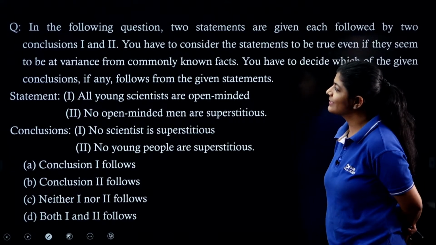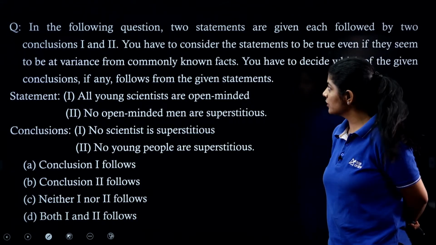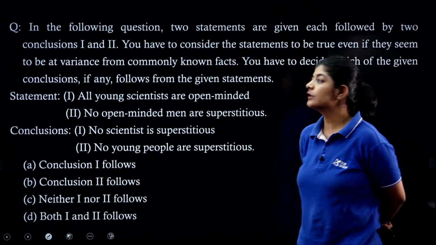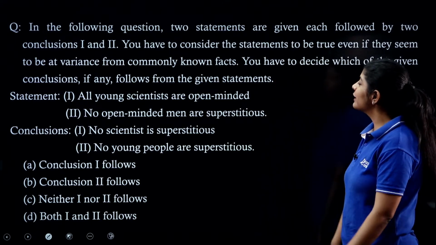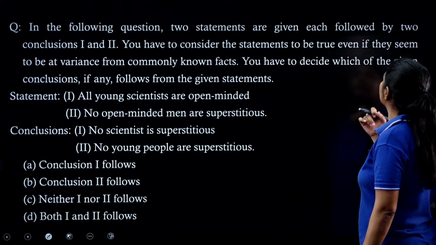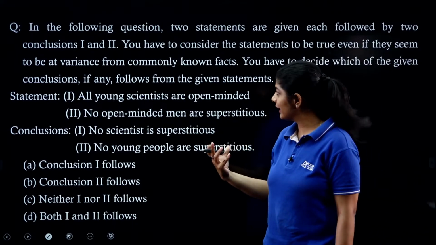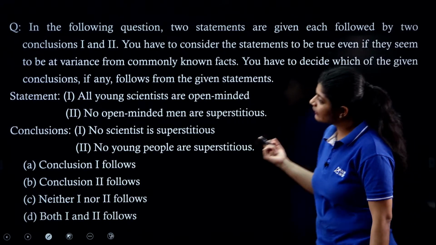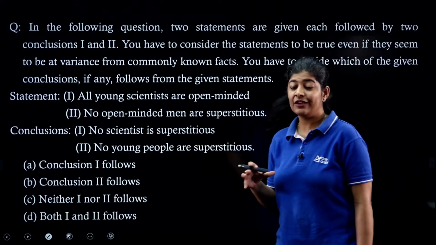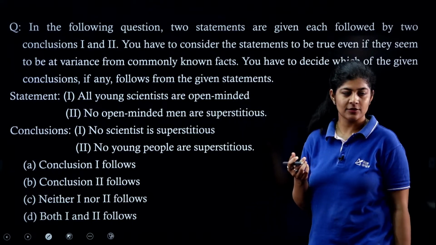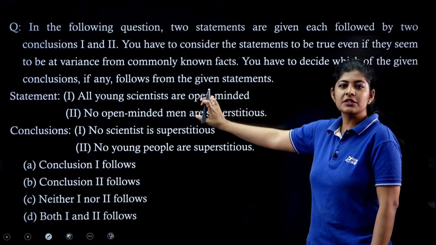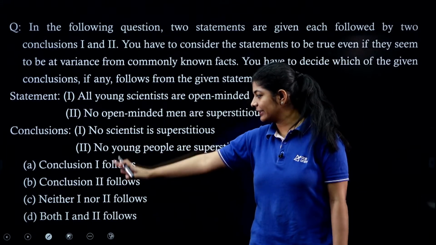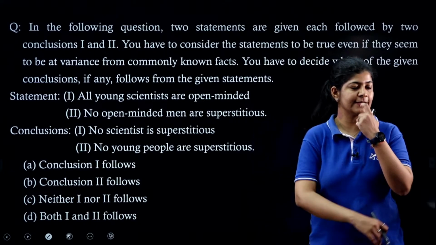So the question is saying that in the following question, 2 statements are given, each followed by 2 conclusions, first and second. You have to consider the statement to be true even if there seems to be at variance from commonly known facts. You have to decide which of the given conclusion, if any, follows the given statements. So you have two statements, and on the basis of that you need to check your two conclusions, and you have these as your options. So let me know what answer you people are getting.